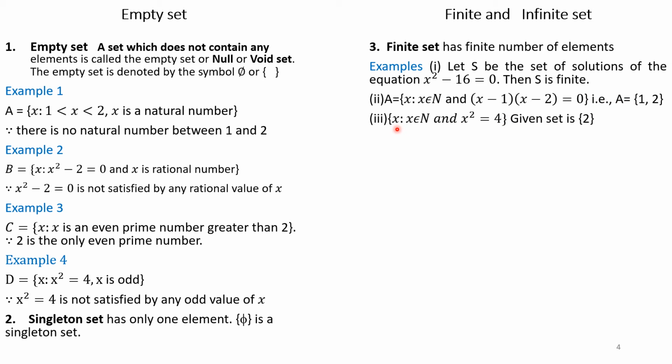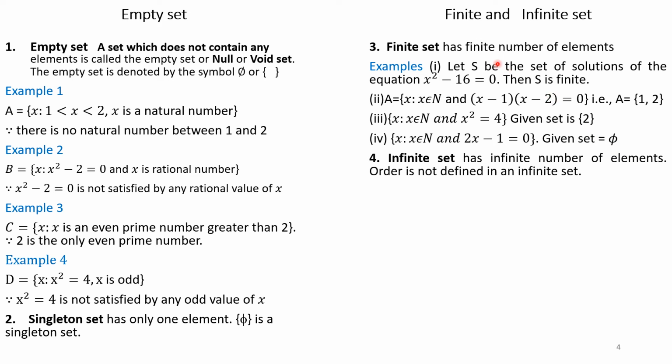Third example. The set of x such that x belongs to N, that is x is an element of N, and x squared is equal to 4. The given set can be written in tabular or roster form within flower brackets as {2}. Example number 4. The set of x such that x belongs to N and 2x minus 1 equals 0. It is a natural number, but if we solve 2x minus 1 equals 0, we get x equal to 1 by 2, which is not a natural number. Hence, the given set is a null set or empty set.